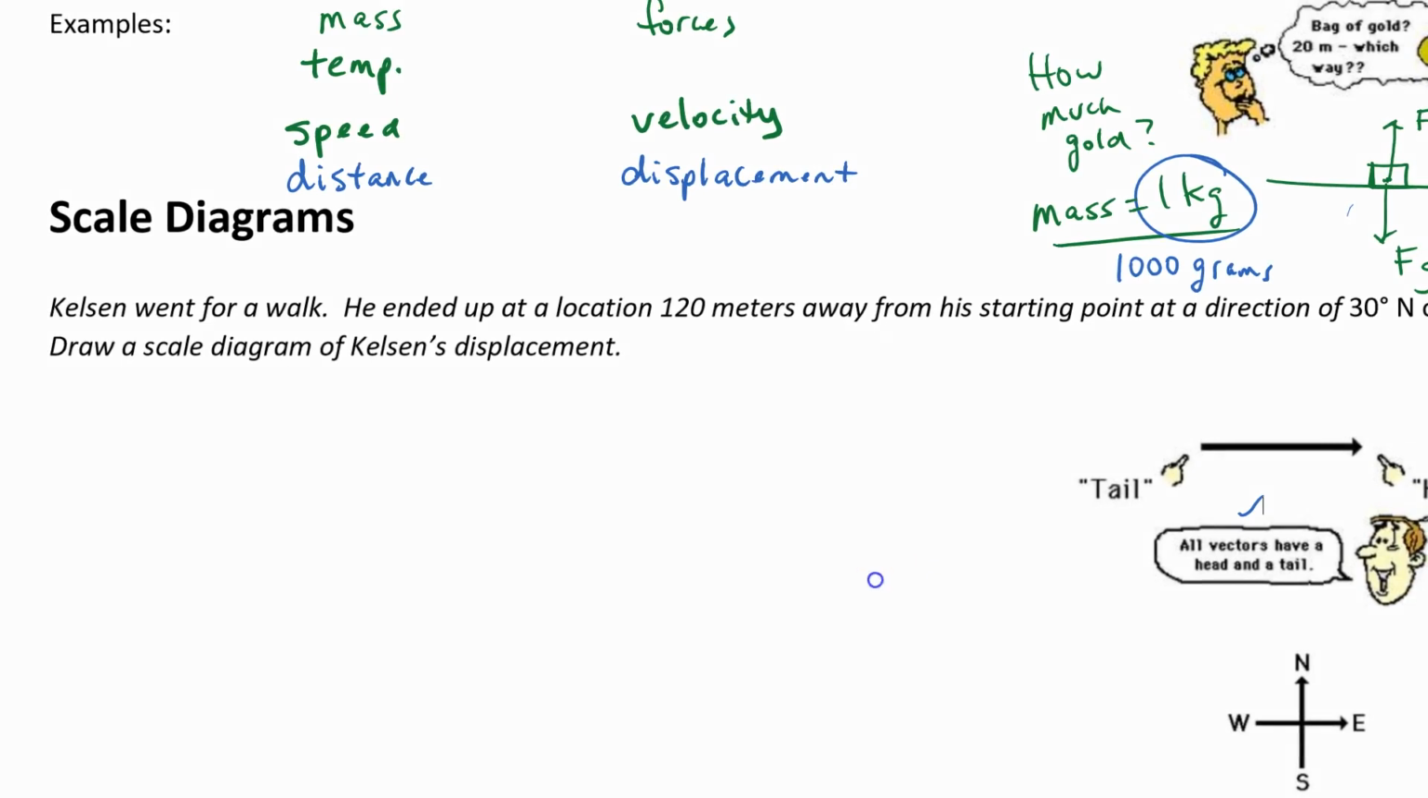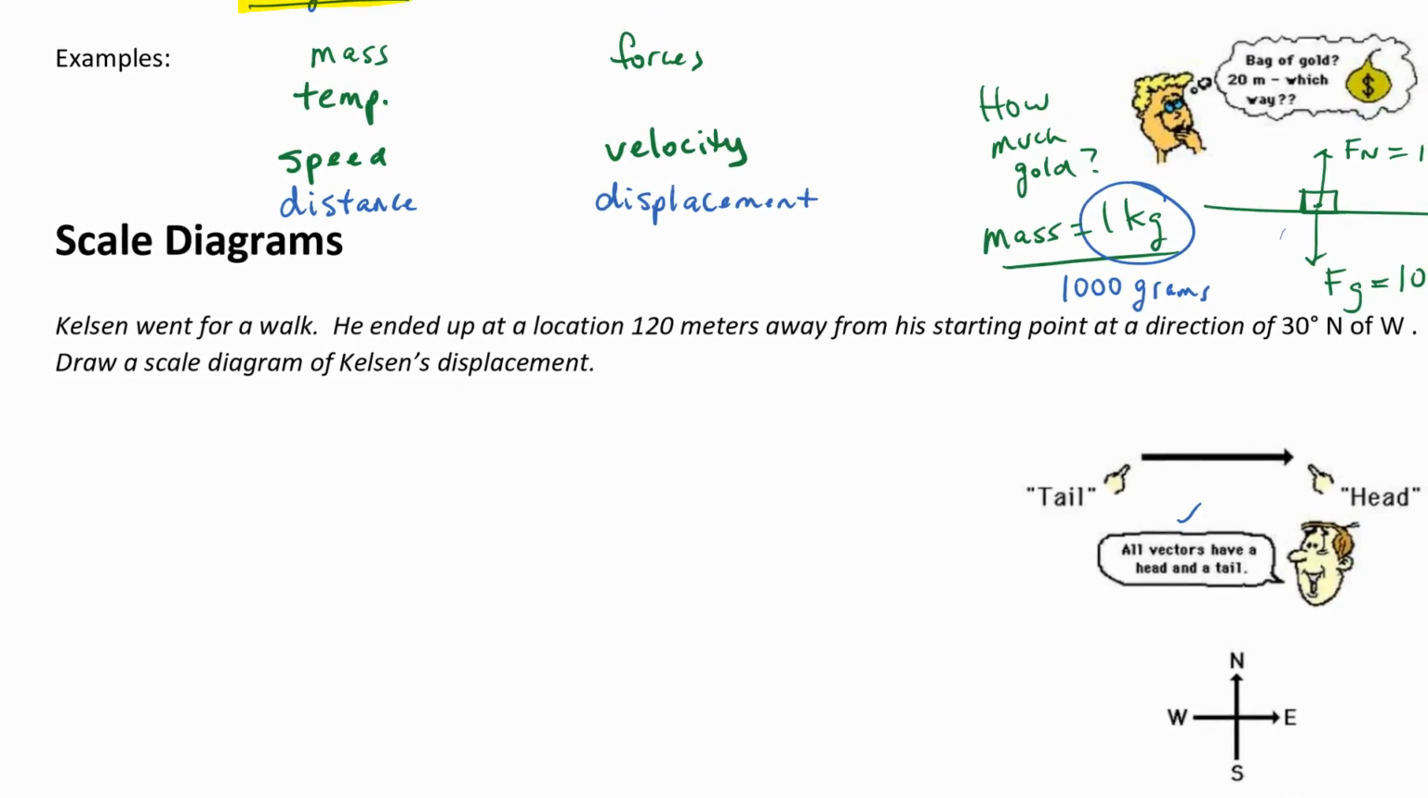Let's try our example. It says Kelson went for a walk. He ended up at a location 120 meters away from his starting point. So we don't know the path he took. We know the starting point and the ending point had a difference of 120 meters. And he ended up at a direction 30 degrees north of west. Let's talk about that 30 degrees north of west.